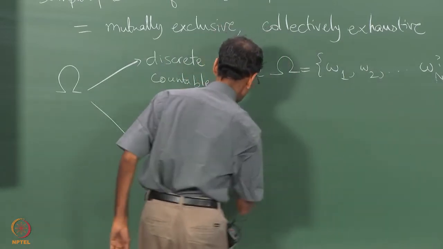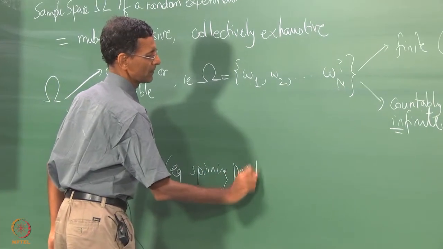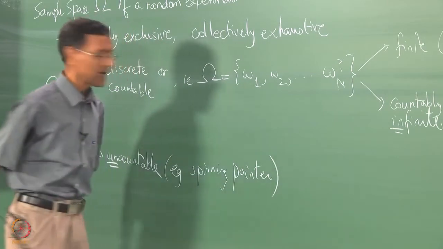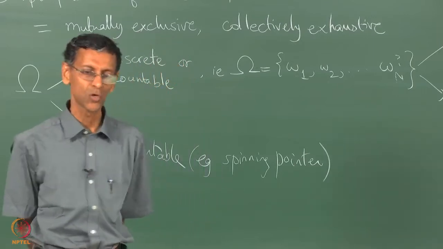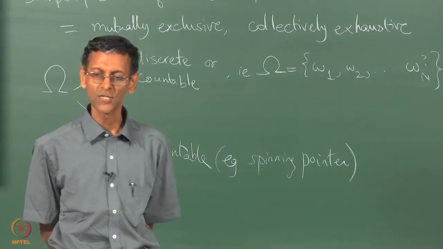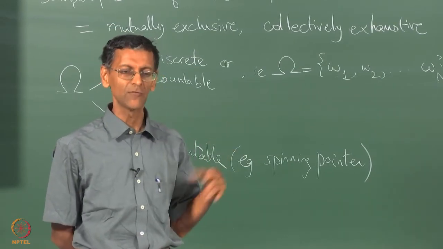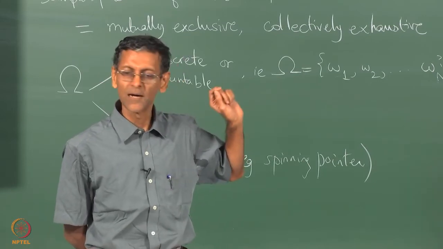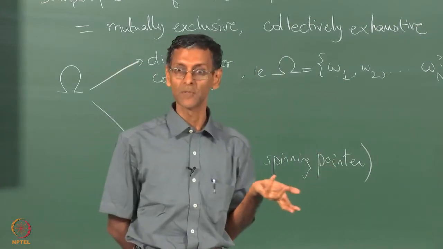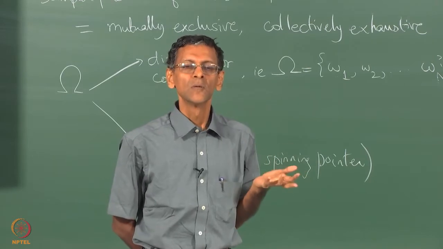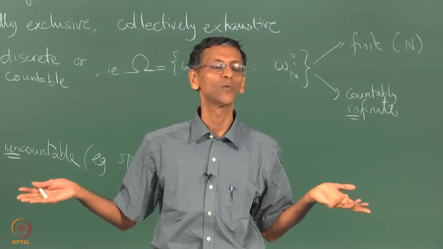So let me write here, e.g. spinning pointer. The other example that you find in books is a dart board, which again we will be coming to in this course. You throw a dart at a board and then you measure the coordinates of the hitting point. Or if you don't like the 2D version of it, the 1D version, let's say you look at just the x coordinate of it separately, that will be a single real number. You don't want to quantize that coordinate to just a finite or countable number of possibilities, you want to allow an uncountable number of possibilities.